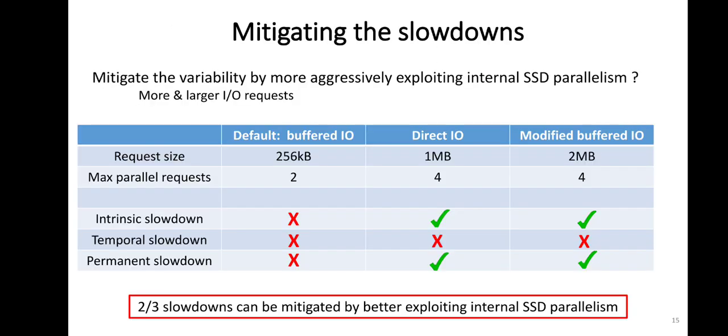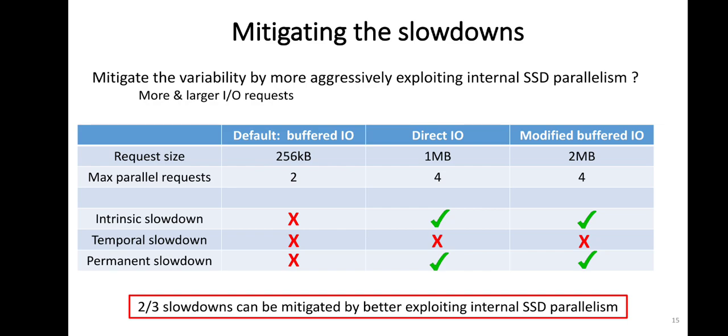So can we mitigate these slowdowns? More precisely, the question we ask is, can we mitigate them by aggressively exploiting internal SSD parallelism? So how can we be more aggressive at the user level? Well, we can do that by sending more concurrent I/O requests to the SSD and by making these requests larger. The table here shows the different settings.